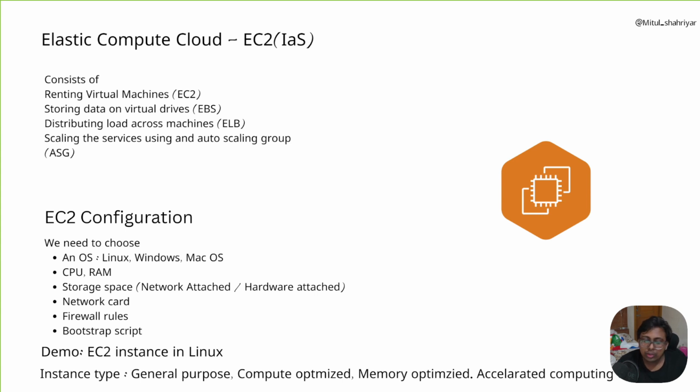Okay, as a whole, EC2 is very famous, and the name defines Elastic Compute Cloud, and it is an IaaS, infrastructure as a service. Now you can see it consists of virtual machines and virtual drives. It's distributing load across various machines and scaling the service using ASG and so on. You'll see that later on when you're using the services, and we'll learn about EBS, ELB, various types of stuff. Okay, now as a whole, if you just want to know what this EC2 instance is, it's basically the computer in the cloud.